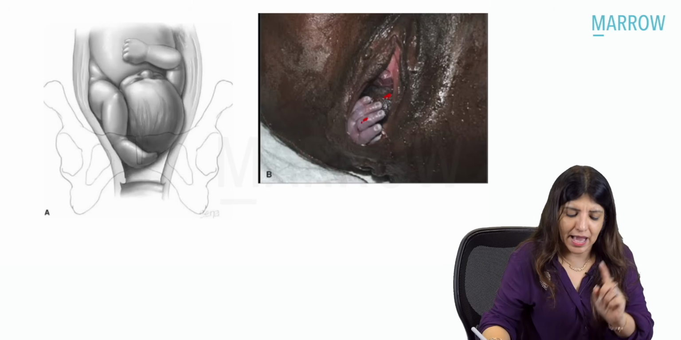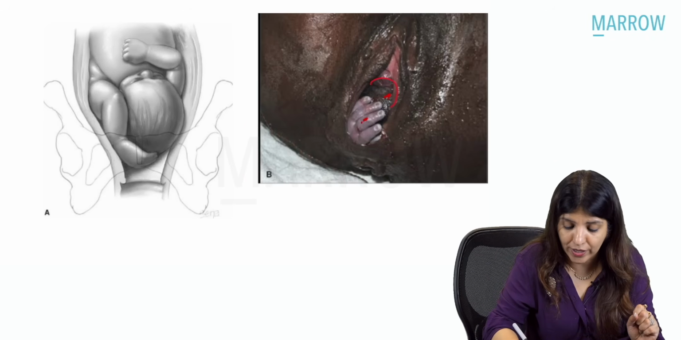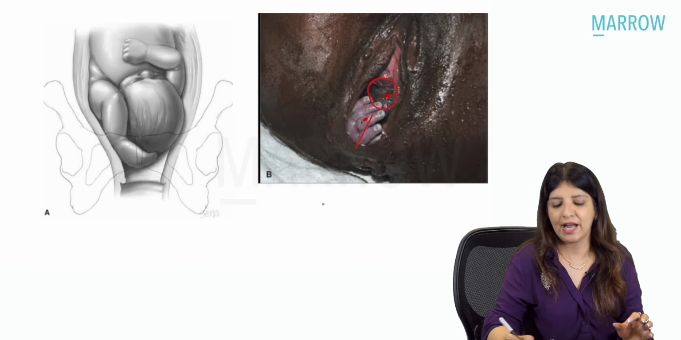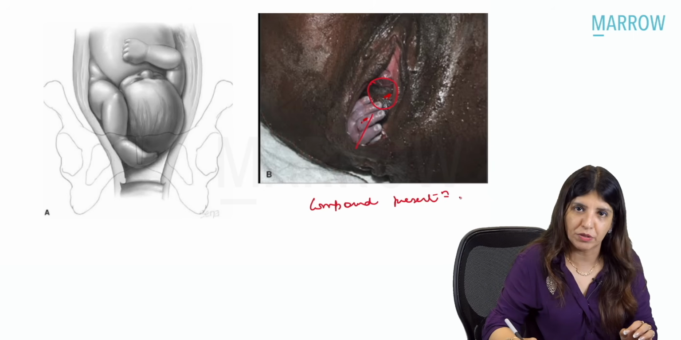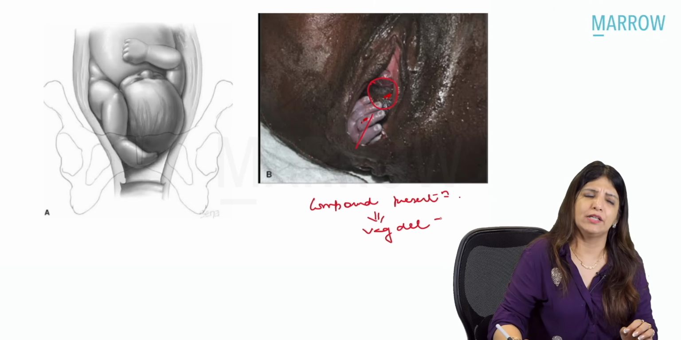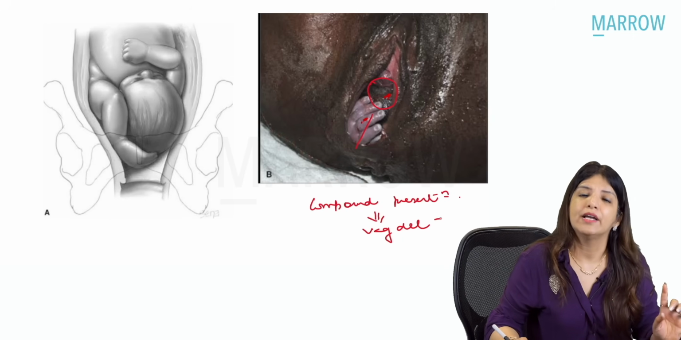This is the exact image of compound presentation which is given in Williams. What you are seeing over here, head and hand together. Whenever you are seeing head and hand together, it means image A and image B, both of them are compound presentation, and in compound presentation you allow vaginal delivery, automatically hand will go inside and head will come outside. Clear to all of you?